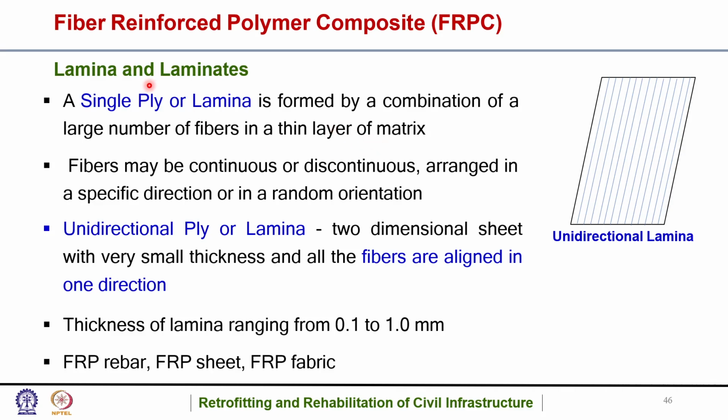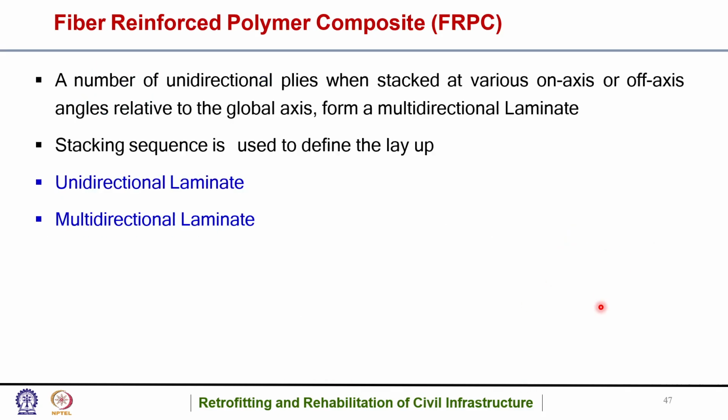Now let us study lamina and laminates. A single ply or lamina is formed by a combination of a large number of fibers in a thin layer of matrix. Fibers may be continuous or discontinuous, arranged in a specific direction or in a random orientation. A unidirectional ply or lamina is a two-dimensional sheet with very small thickness, and all the fibers are aligned in one direction. The thickness of lamina ranges from 0.1 to 1.0 mm, and examples are FRP rebar, FRP sheet and FRP fabric. So this is the unidirectional lamina.